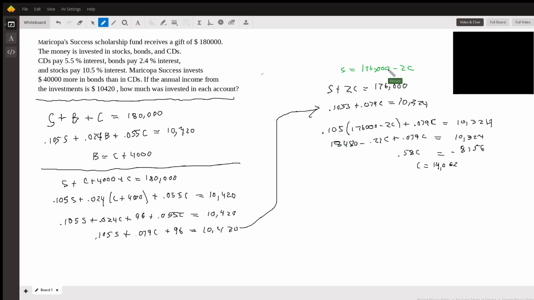Once you have c, you can use this green equation to find s, and once you have c and s, you can use this equation up here to find b. So I showed you how to set it up. I took you through most of the grinding, all the way down to getting an answer. There might be an arithmetic or calculator mistake along the way. I'm not sure. And that's the way to solve this one.